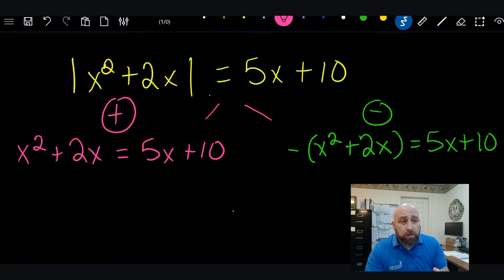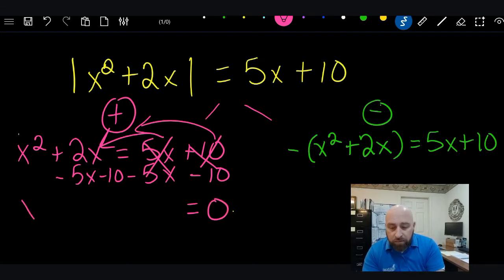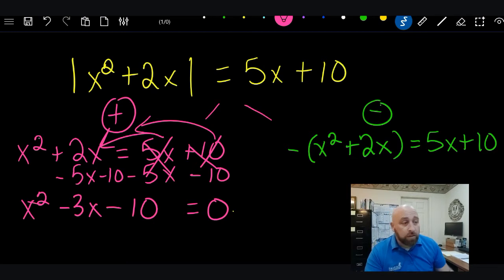So what we want to do is turn this into standard form. We want to get it equals 0. So we'll go ahead and take this over here and the 10 over there. So this is going to be minus 5x and minus 10. We'll do that to the other side as well. So this is going to cancel out. This is going to give us equals 0 over on this side. And over here, we're going to get x squared. This right here gives you negative 3. Sorry, negative 3x minus 10 equals 0.